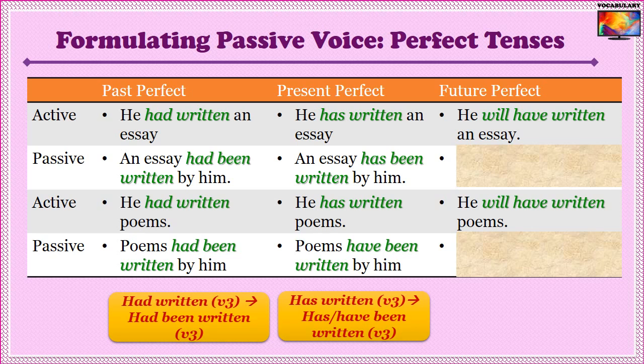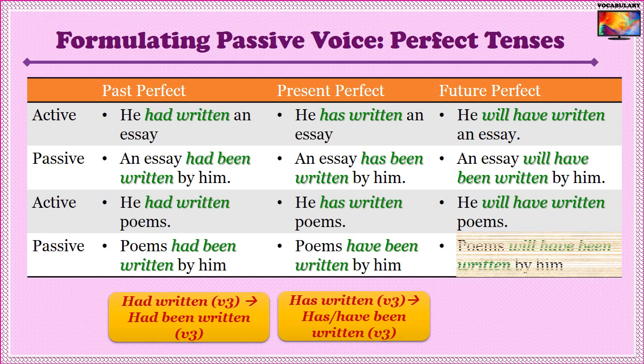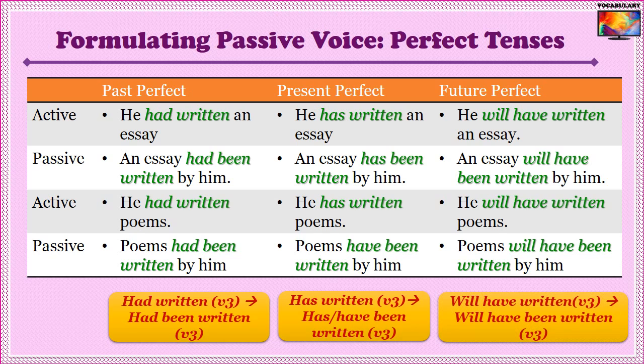And the future perfect tense. He will have written an essay. An essay will have been written by him. He will have written poems. Poems will have been written by him. So will have written gets changed to will have been written.